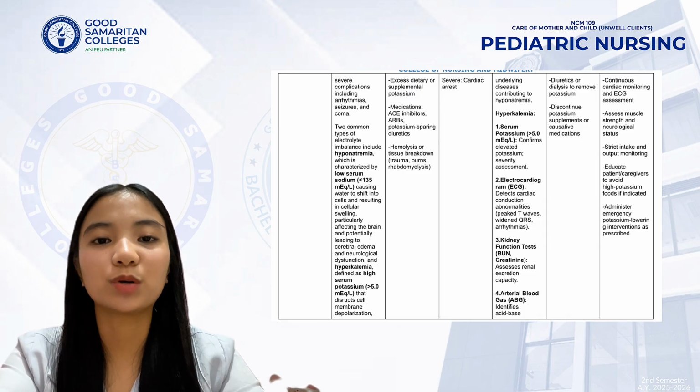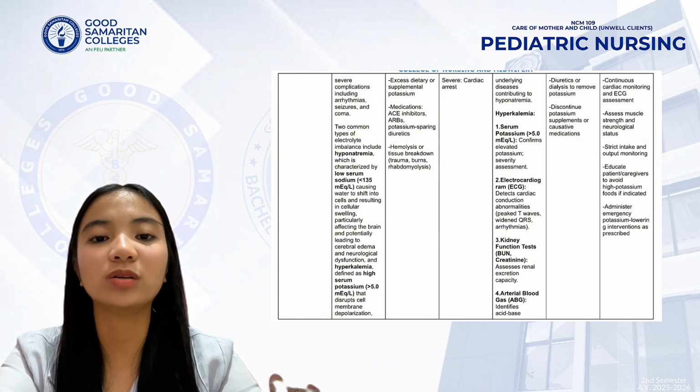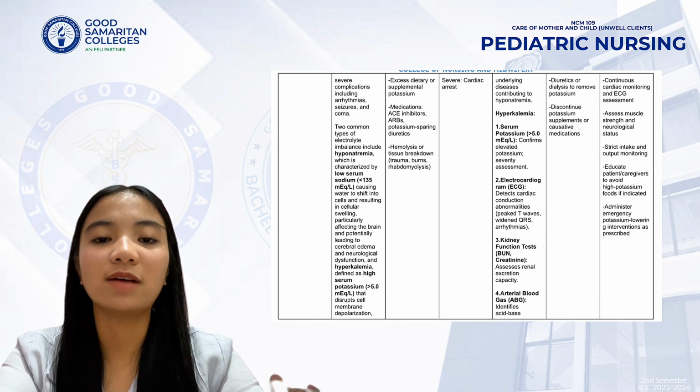The diagnostic procedures for hyperkalemia are aimed at confirming elevated potassium levels and assessing its effect on cardiac function. So, serum potassium measurement is the primary diagnostic test, with levels greater than 5.0 milliequivalents per liter indicating hyperkalemia. So, this also helps determine the severity of the condition.